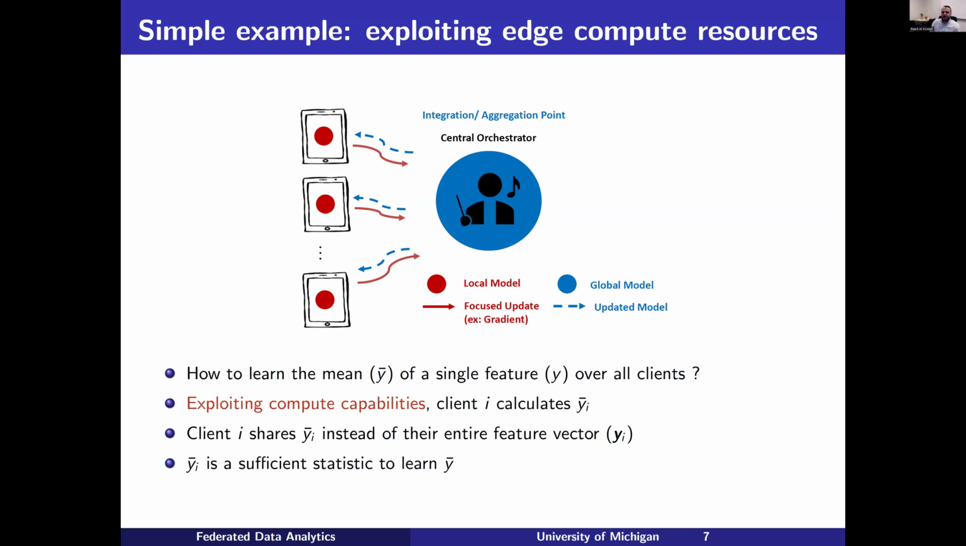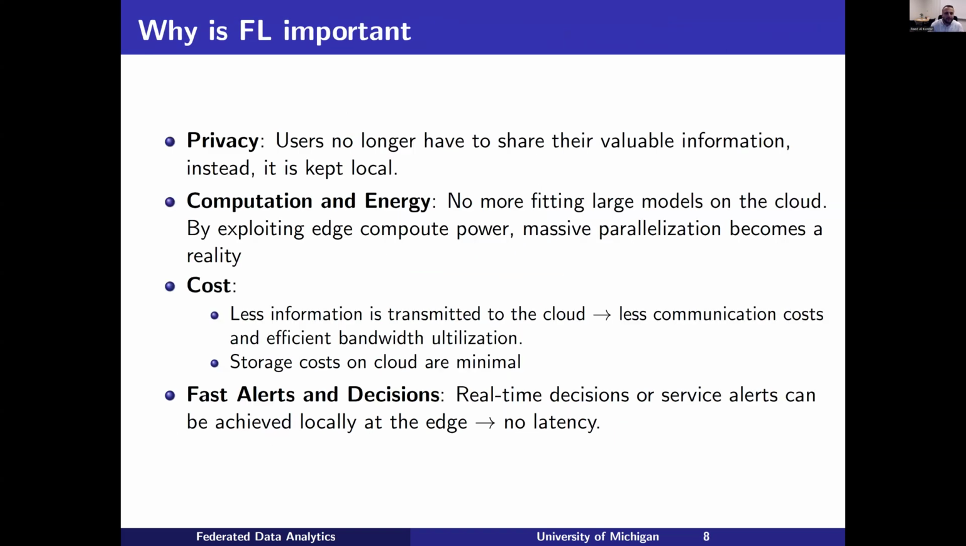In reality, when we are learning bigger models, more complex models like deep neural networks, the process becomes iterative between the global server and the clients. But this is but one simple example. And why this is important, one reason clearly is privacy. By sharing summary statistics, you're sharing much less data. And at the same time, it's much easier to encrypt summary statistics compared to encrypting entire data sets.